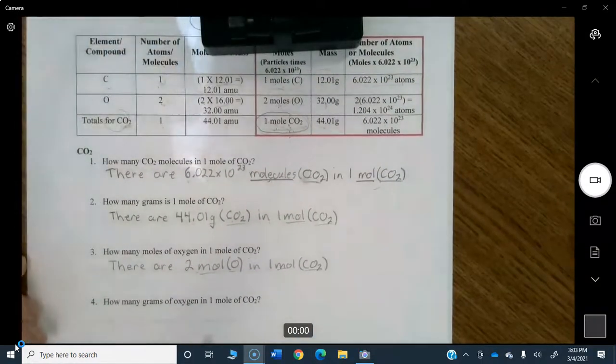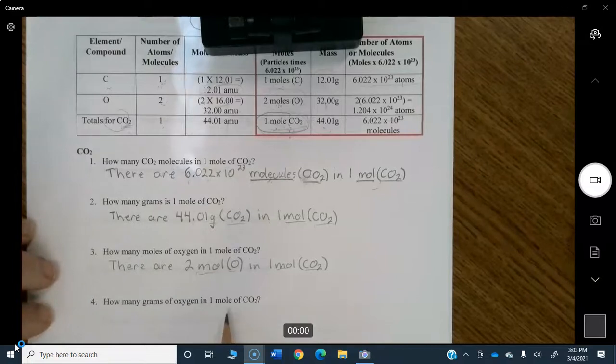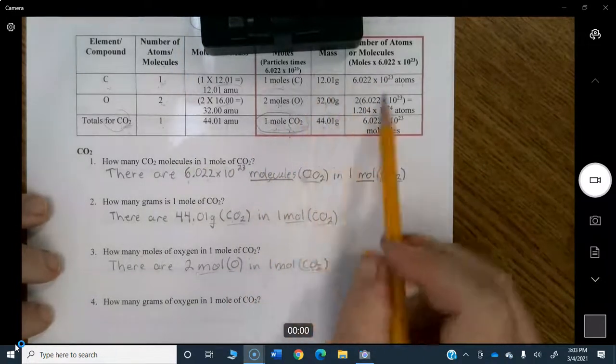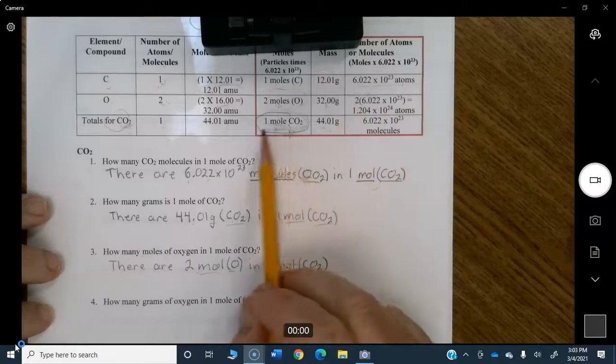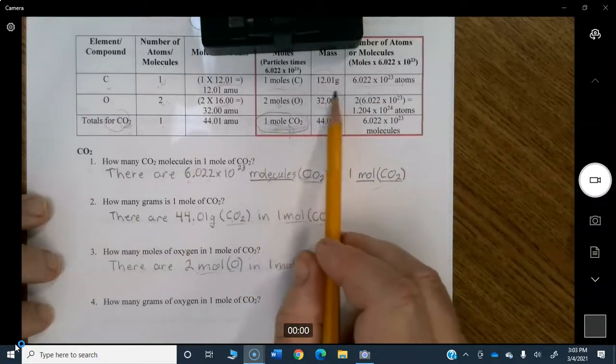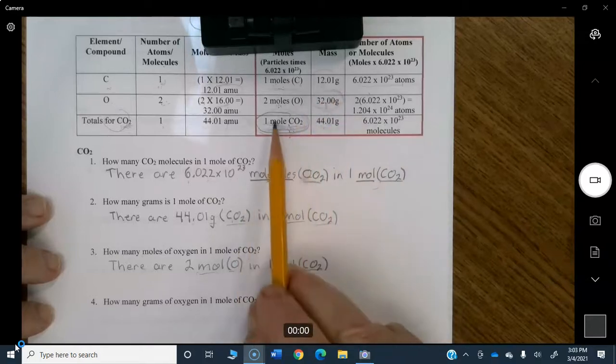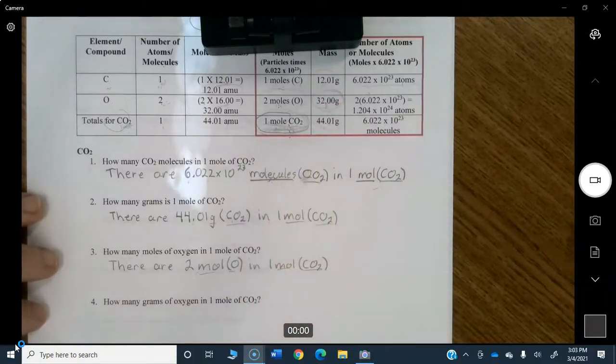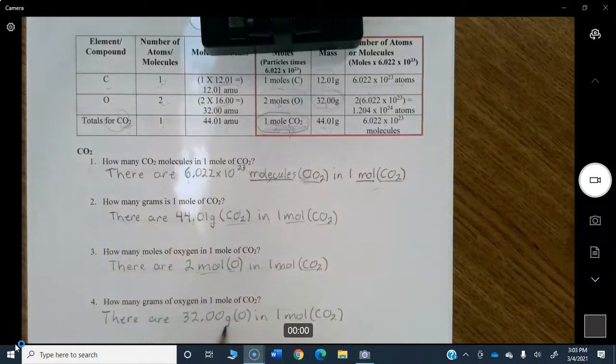Number 4, how many grams of oxygen in 1 mole of CO2? So again, you come over here, everything here is referenced to making 1 mole of CO2. So how many grams of oxygen? It would be 32. 32 grams of oxygen are needed to make 1 mole of CO2. There are 32 grams of oxygen in 1 mole of CO2.